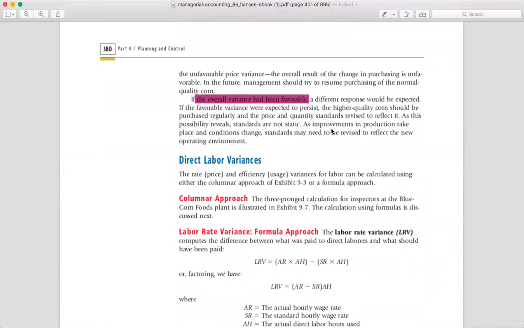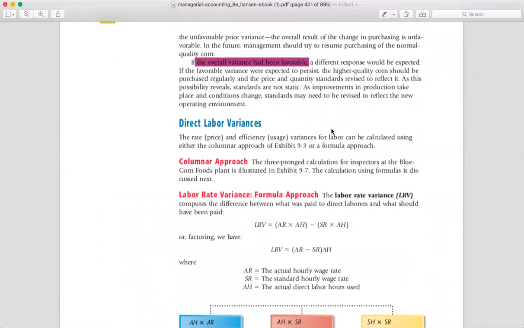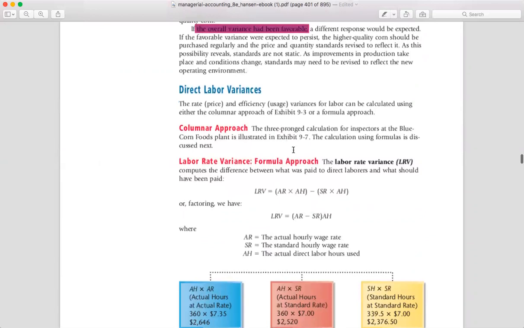All right. So the last one, no, it's not the last one yet, but it's the direct labor variance. The rate or price variance and also the efficiency or quantity variance for labor will be calculated using this approach. Okay.